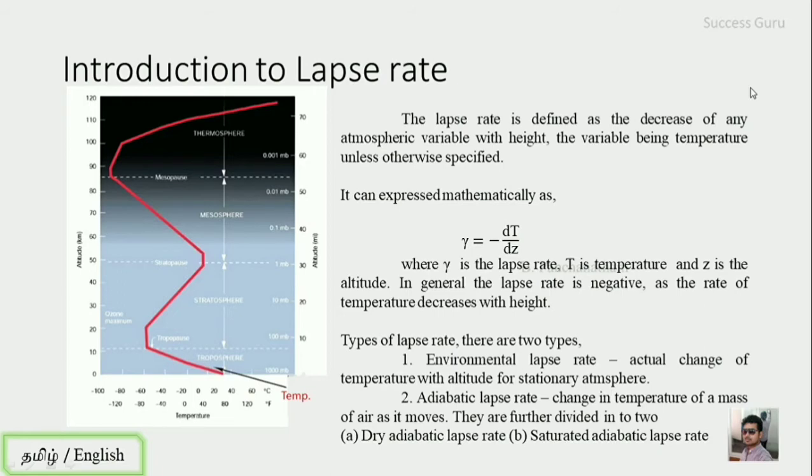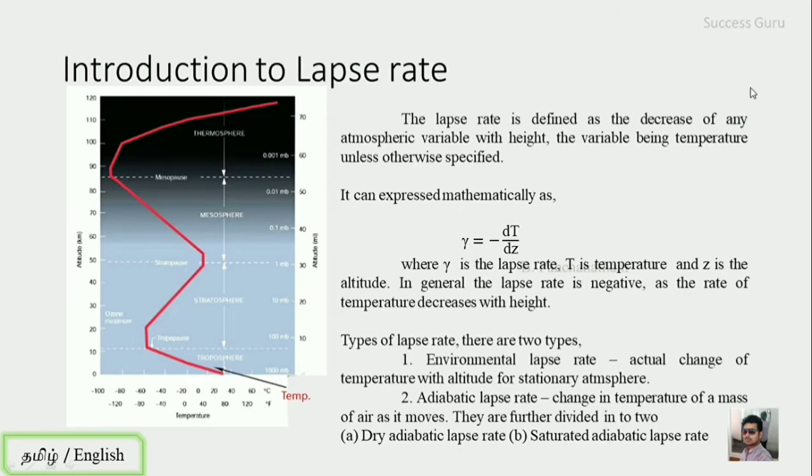And the adiabatic Lapse rate is the change in temperature of the air mass as it moves higher. That is, when the air mass itself is moving to height, there will be a change in temperature, and that is called the adiabatic Lapse rate. So the environmental Lapse rate indicates the air mass is stationary, and the adiabatic Lapse rate indicates the air mass itself is moving. This adiabatic Lapse rate is further divided into two: the dry adiabatic Lapse rate and the saturated adiabatic Lapse rate. That is, the moving air mass, whether it consists of water vapor or not.